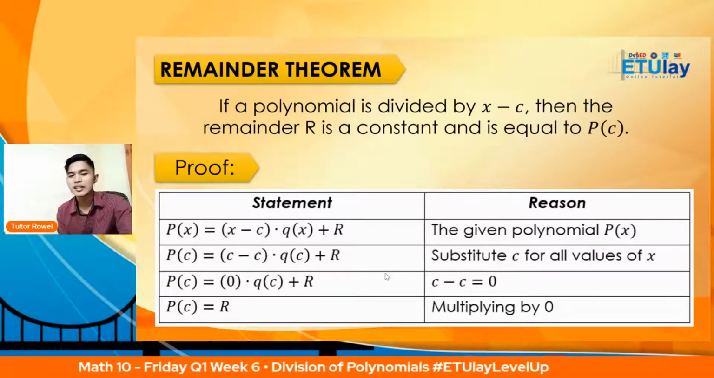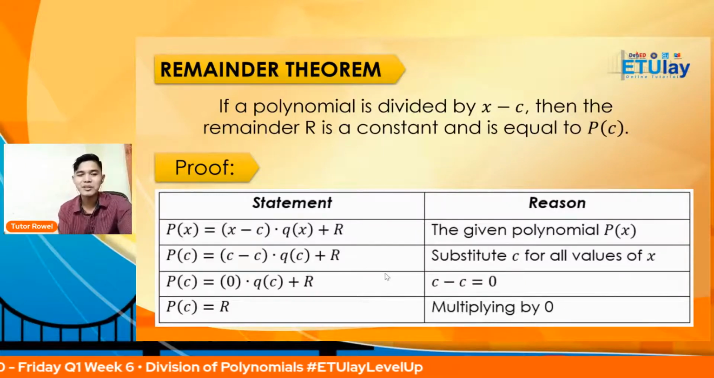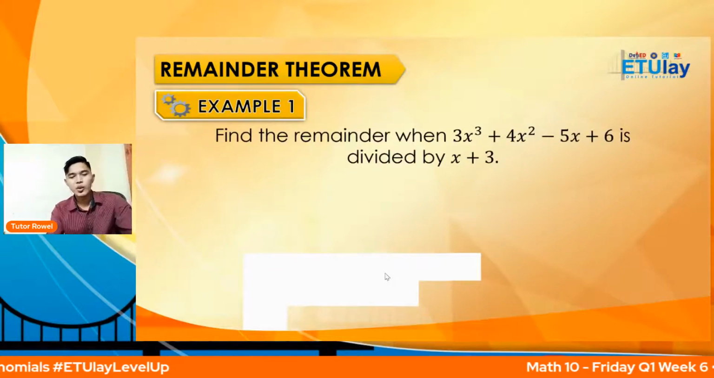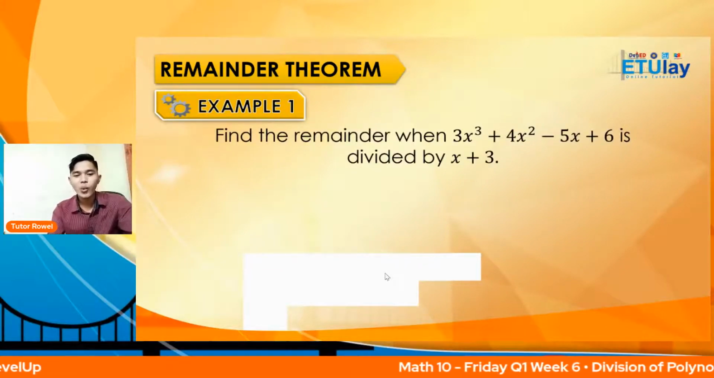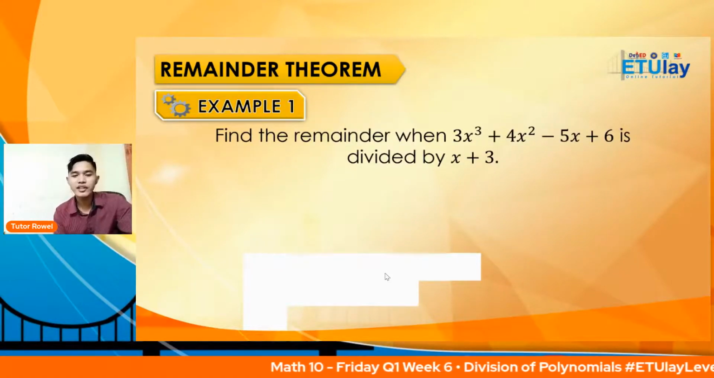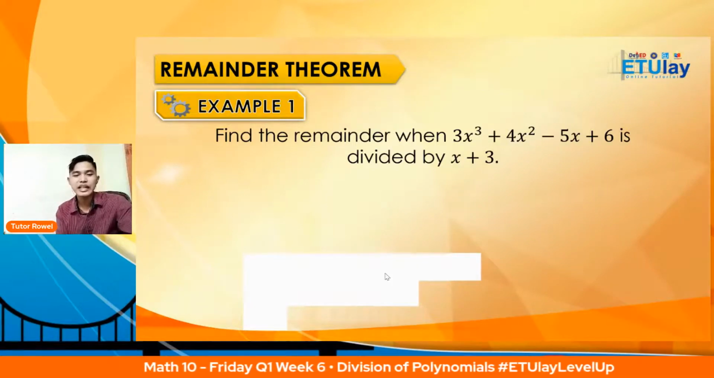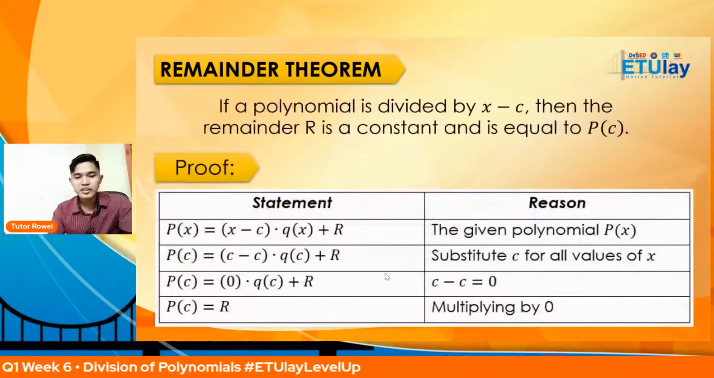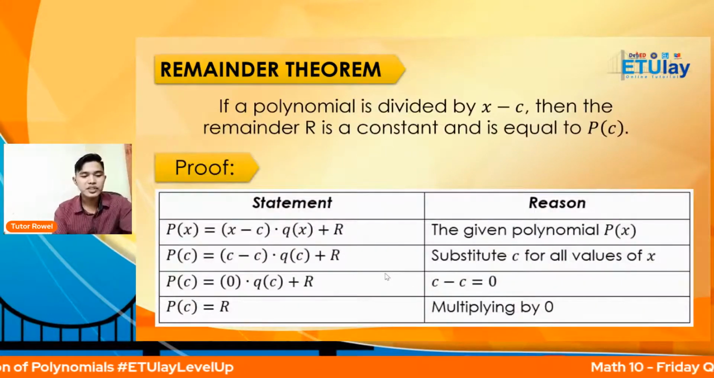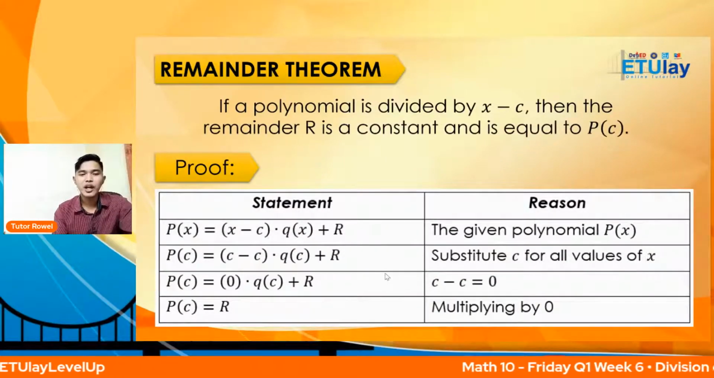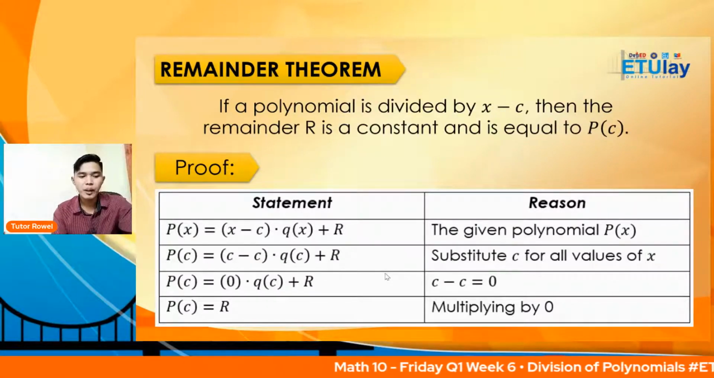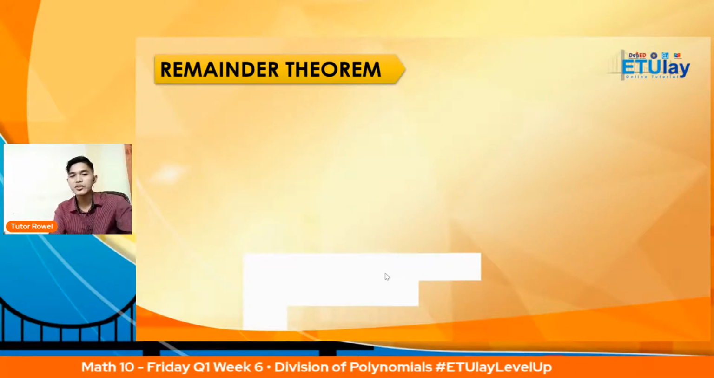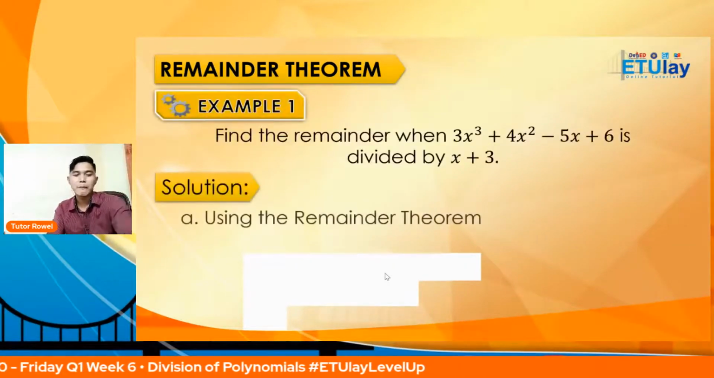So, para mas lalong maintindihan, proceed tayo sa example. Okay po? So, ito yung example natin. We will find the remainder when 3x cubed plus 4x squared minus 5x plus 6 is divided by x plus 3. Basta sabi dito, ang P of C is equal to R. Makukuha yung remainder by getting P of C. So in short, isa-substitute yung C sa given function.